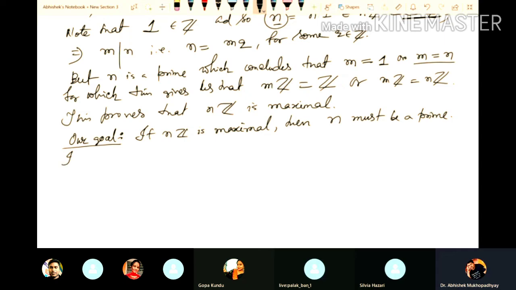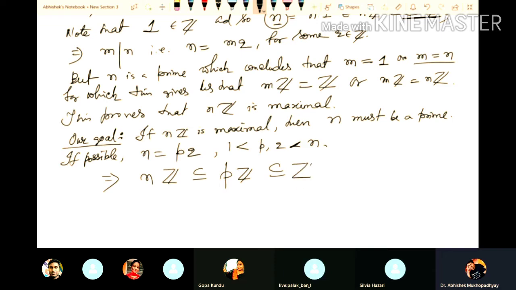But suppose, if possible, n is not a prime. So that means n is composite, that is, a product of two integers which are lying in between 1 and n. That is, 1 less than p, q less than n. But this shows that since n is pq, nZ will be a subset of pZ, and pZ is a subset of Z.